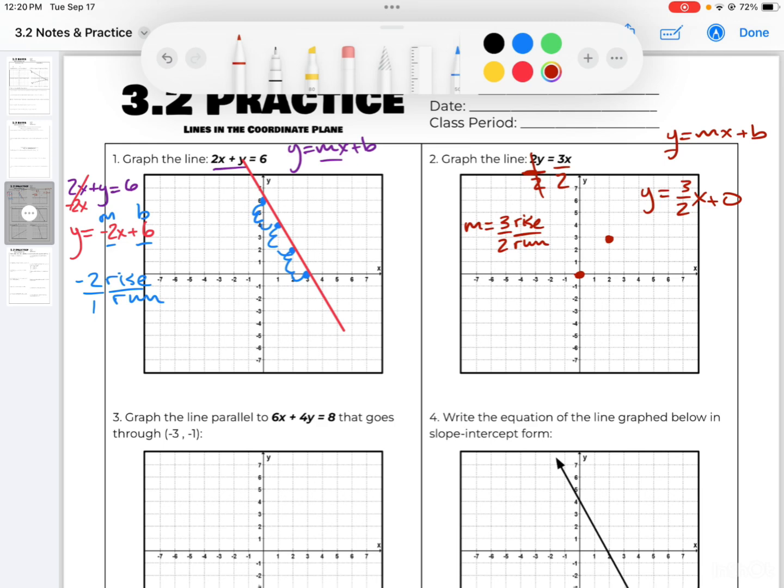And one thing I've been telling my students is that when you have a positive slope, it's equivalent to a negative over a negative. Those are the same thing because negative divided by a negative is a positive. So that means for my slope, I could also go down 3 and to the left 2. And so that gives me a good solid number of points to map my line out here.